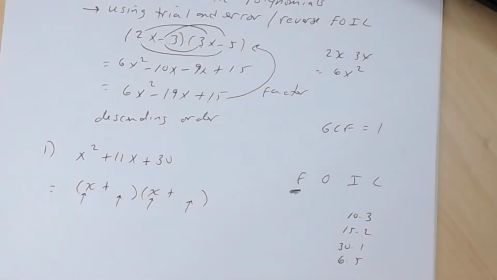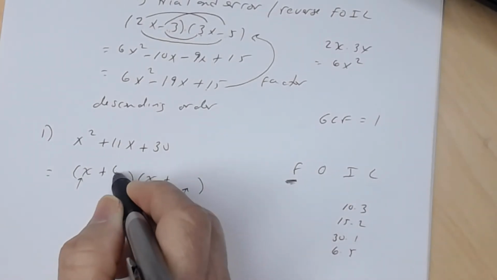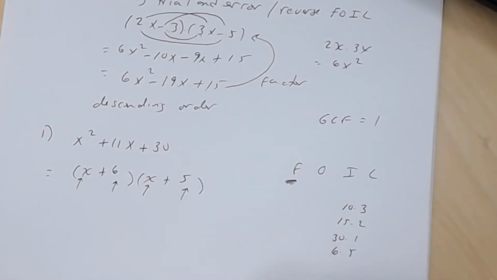Okay? So what you want to try are the factors that are close together on the number line. So for example, if you look at 10 and 3, 15 and 2, 30 and 1, 6 and 5, 6 and 5 are close together. So let's try that first. It doesn't always work, but let's always try that first. So we're going to say 6 and 5. Doesn't matter where you put the 6 or the 5. In trial and error, if that doesn't work, we'll switch them and then try something else.